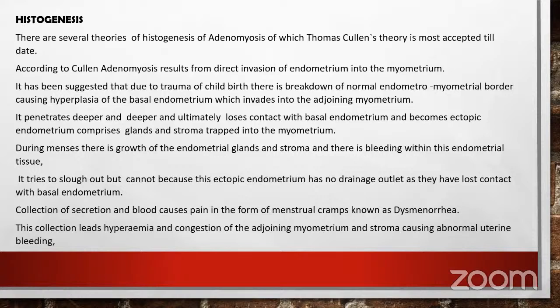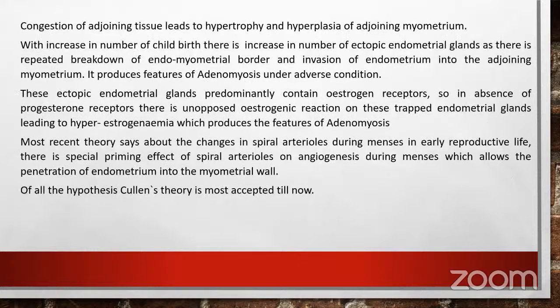During menses, there is growth of endometrial glands and stroma, and there is bleeding within this endometrial tissue. It tries to slough out, but cannot, because this ectopic endometrium has no drainage outlet, as it has lost contact with basal endometrium. Collection of secretion and blood causes pain in the form of menstrual cramps known as dysmenorrhea. This collection leads to hyperemia and congestion of the adjoining myometrium and stroma, causing abnormal uterine bleeding. Congestion of the adjoining tissue leads to hyperplasia of the adjoining myometrium.